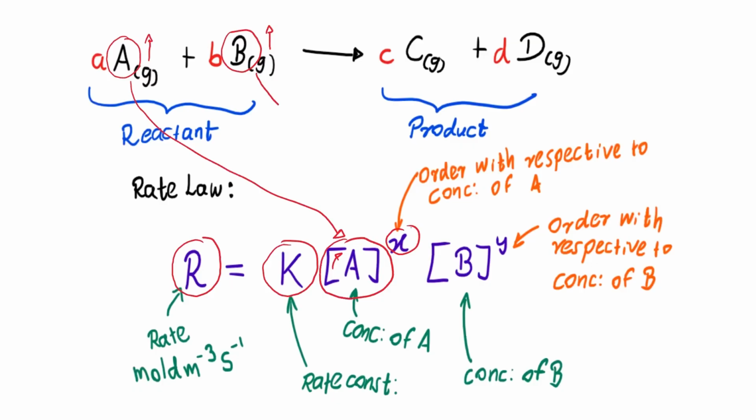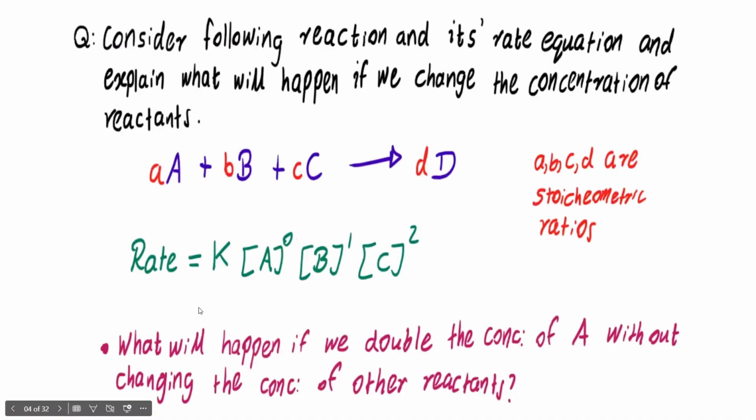Times the concentration of the second reactant to the power y. y is the order with respect to the concentration of B. This is the basic concept of the rate law. Now let's see how we can use this rate law to identify, when you increase the concentration of a given reactant, what will happen to the rate of the reaction. These orders can have different values, mainly whole numbers. So the order can be 0, 1, or 2. Let's take this sample question.